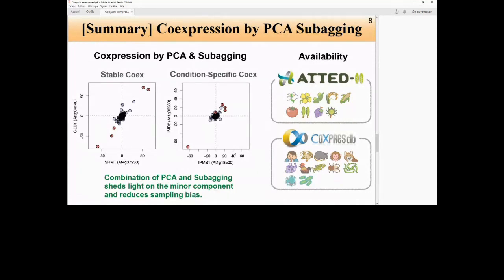Now, these data are available for these species in our database.